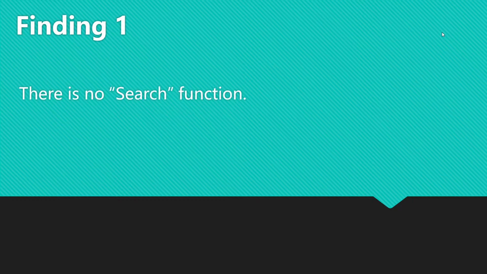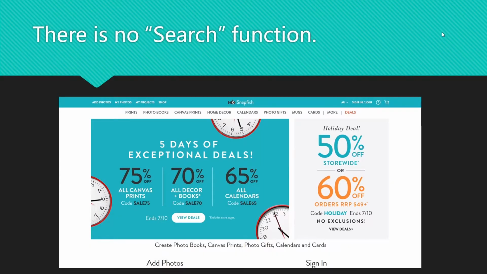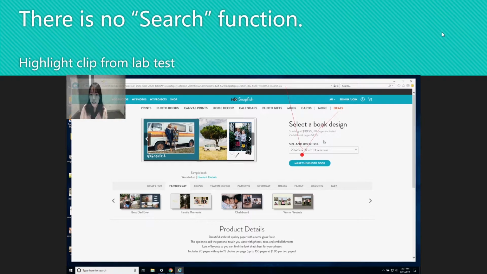Our first finding is there is no search function. We observed that participants were having trouble finding the luggage tag. They had to check each category to find it. 5 participants thought there should be a search function. This is the participants' reaction in the lab test.